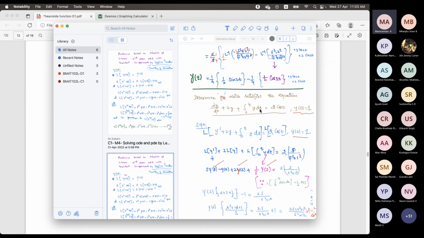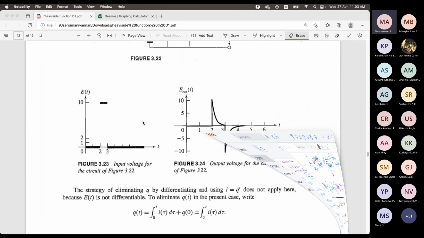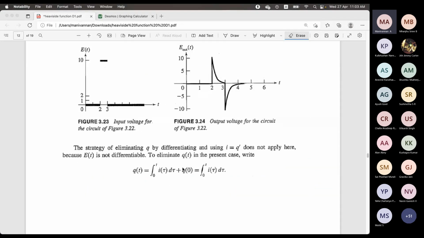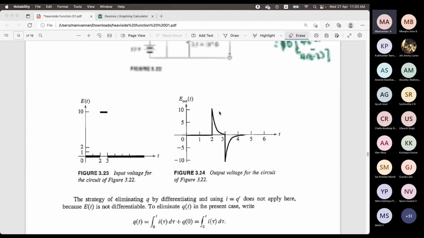If you apply the Laplace transform of the integral from 0 to t of f of tau d tau, it is 1 by s times f of s. The same kind of result we are going to apply here using the integral equation, because here we cannot simply solve this directly.